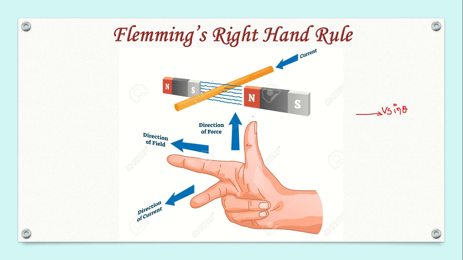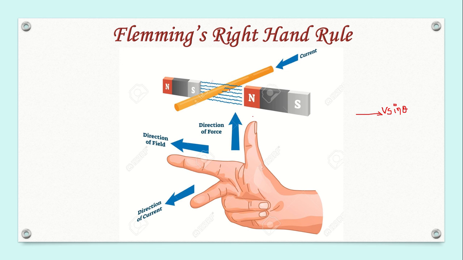Stretch out the thumb, forefinger and middle finger of the right hand in mutually perpendicular directions in such a way that the thumb points in the direction of force or direction of movement of the conductor. Then the forefinger is in the direction of the magnetic field. Then the direction given by the middle finger will be the direction of current or induced EMF.